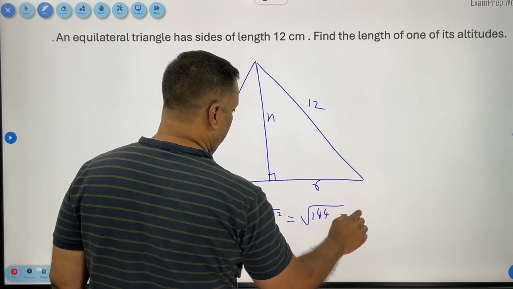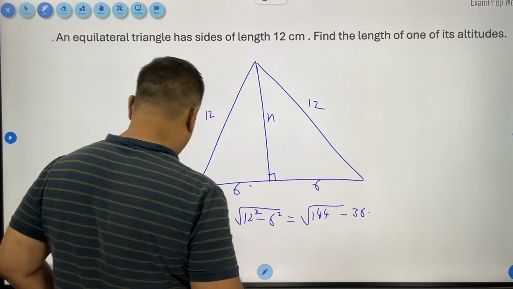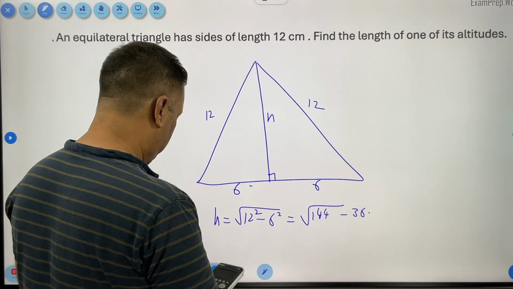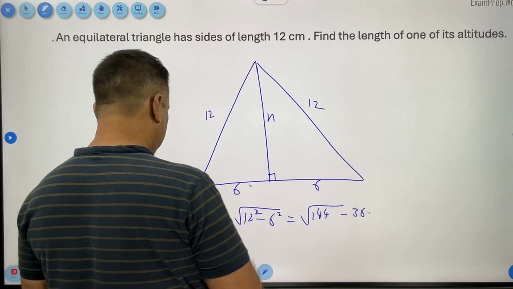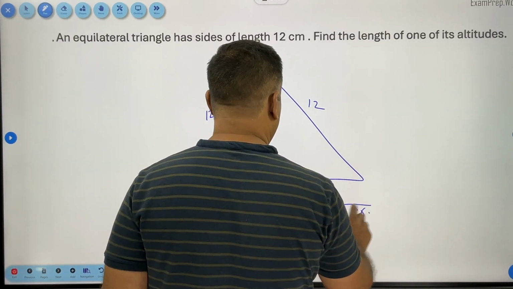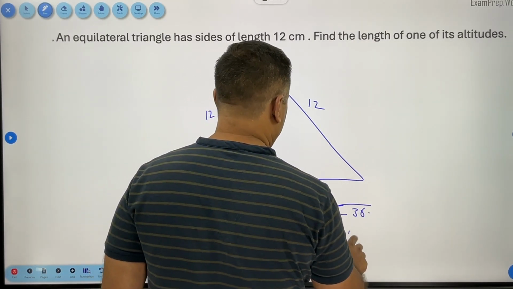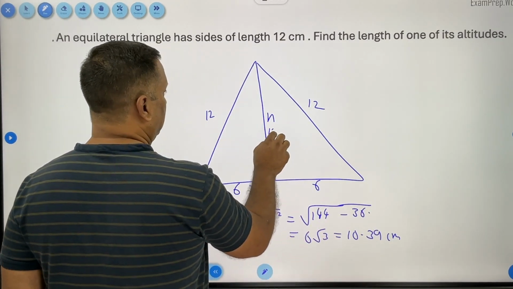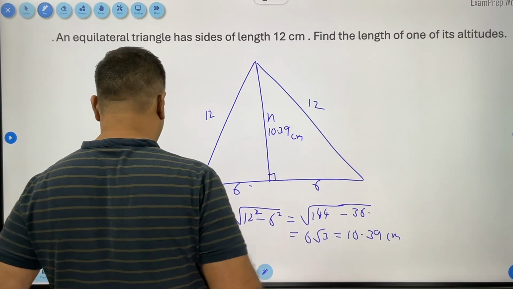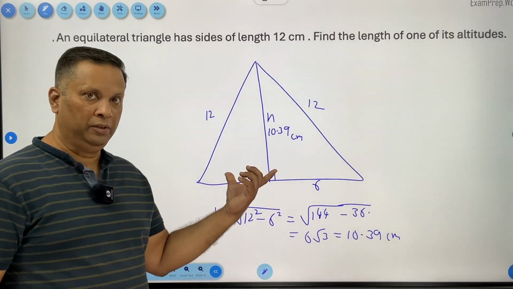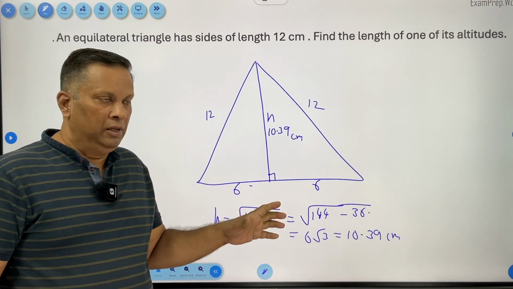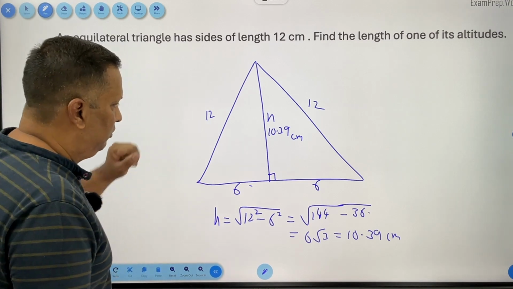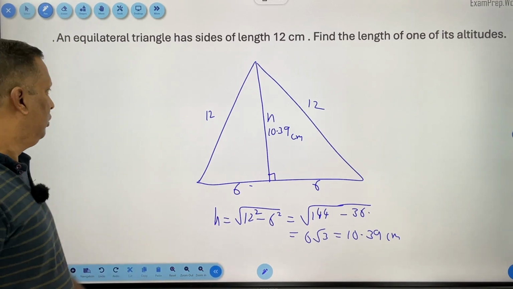Height equals to 12 square minus 6 square. 144 minus 36. Six root 3, which is 10.39 centimeters. Okay, so we are using Pythagoras theorem to find this. Now for your help, I will make it a generalized thing. Okay, copy this.